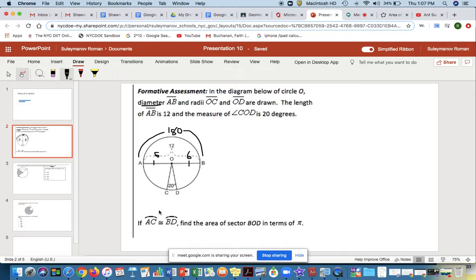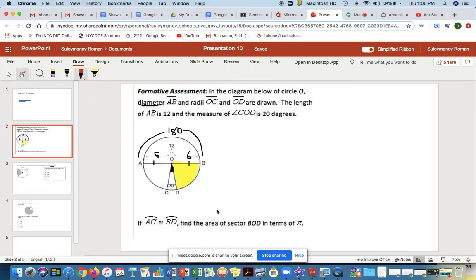So let's see how we could use all this. You're told the length is 12, and you're also told the measure of COD is 20. This was a confusing part. This is what COD is right here. This is what the question was asking you for. Take a highlighter. They asked you for the area of BOD. So this is what they want. They want this slice. If you want, you can think of it as a slice of pizza. I don't know the area of this piece.